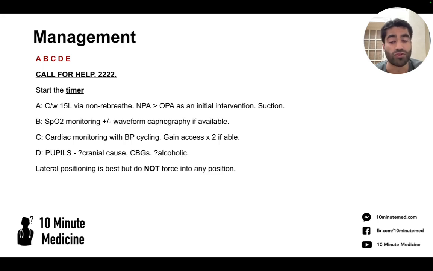Talking about assessing the neurology as a part of D, you want to look at their pupils. The main reason there is you want to check if they're reacting still, if either is fixed or changed in size, because you're looking for cranial causes, and that could be secondary to a bleed. And there are other causes as well, as discussed previously. Also check their blood glucose.